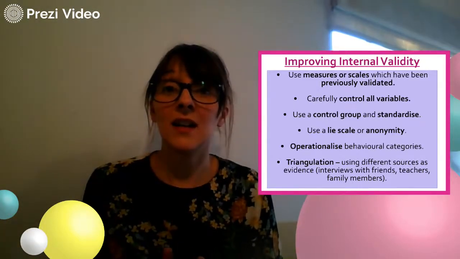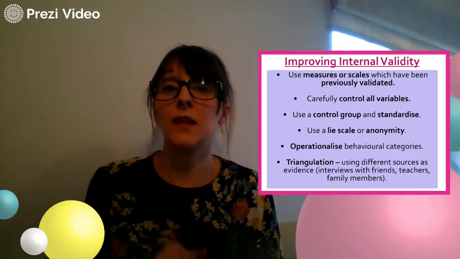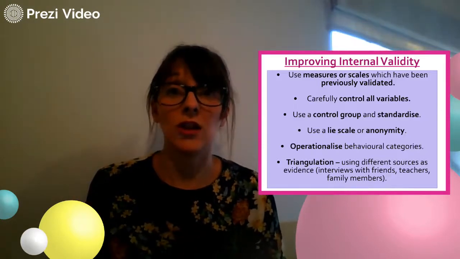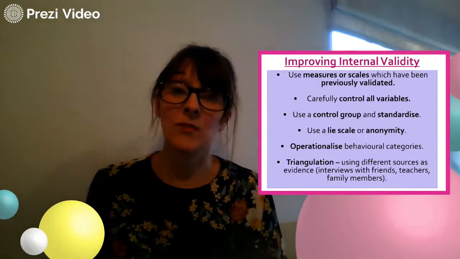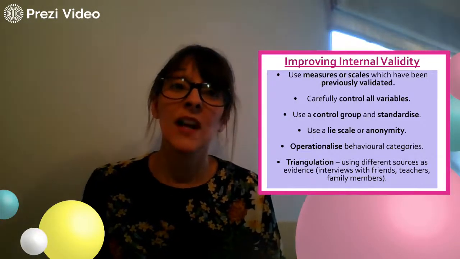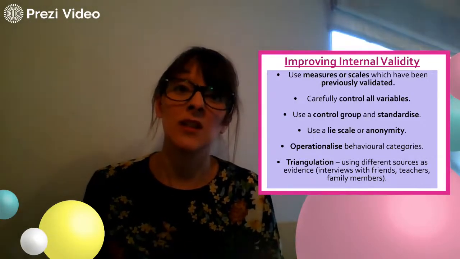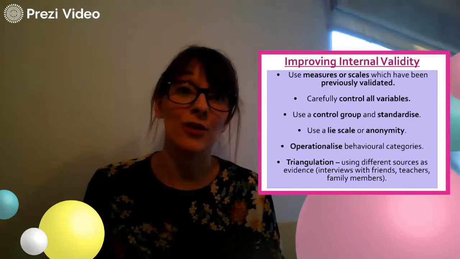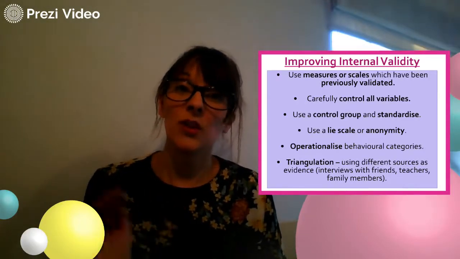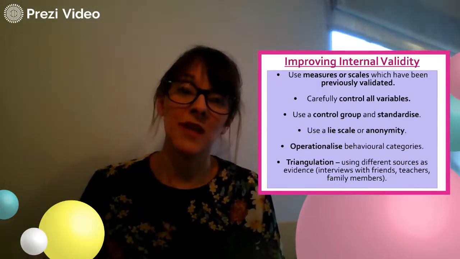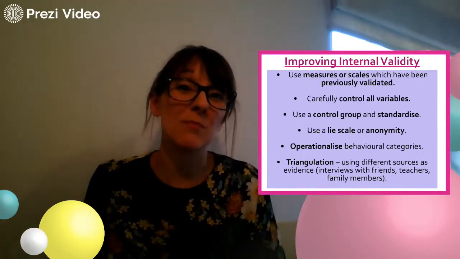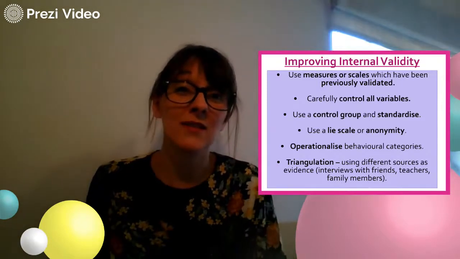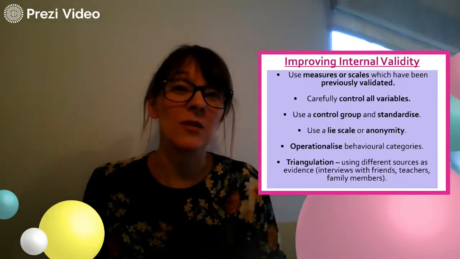I could standardise my experiment, so I can make sure when I give the parents the questionnaire, I give them the same instructions, I give them all the same amount of time to complete it, etc. I could use a lie scale or anonymity, so in my questionnaire I could make sure that there are questions in there just to trip them up to make sure that they're not lying. I could say that the questionnaire is anonymous, so they would be more likely to be truthful in their answers. There's less social desirability there.